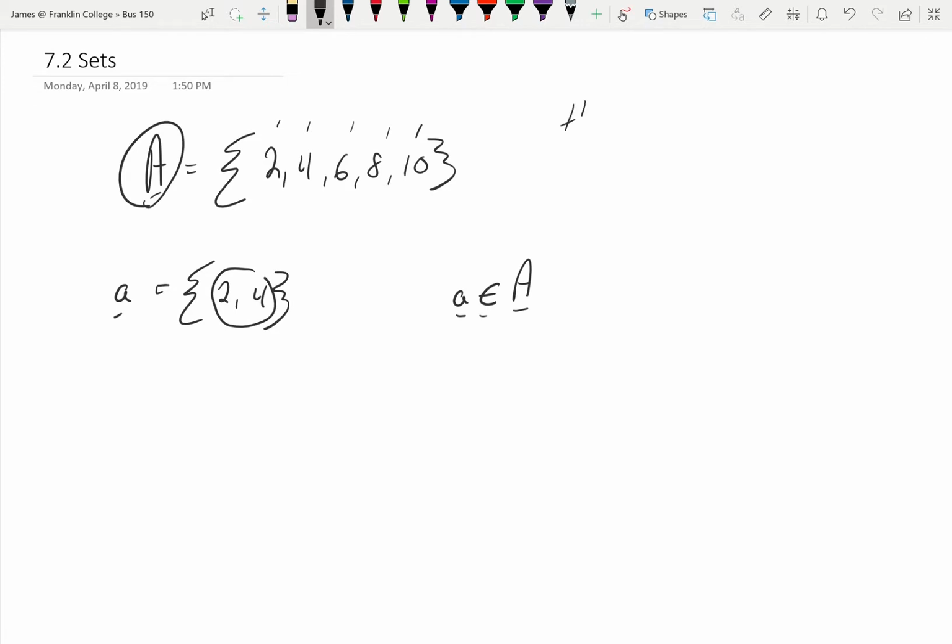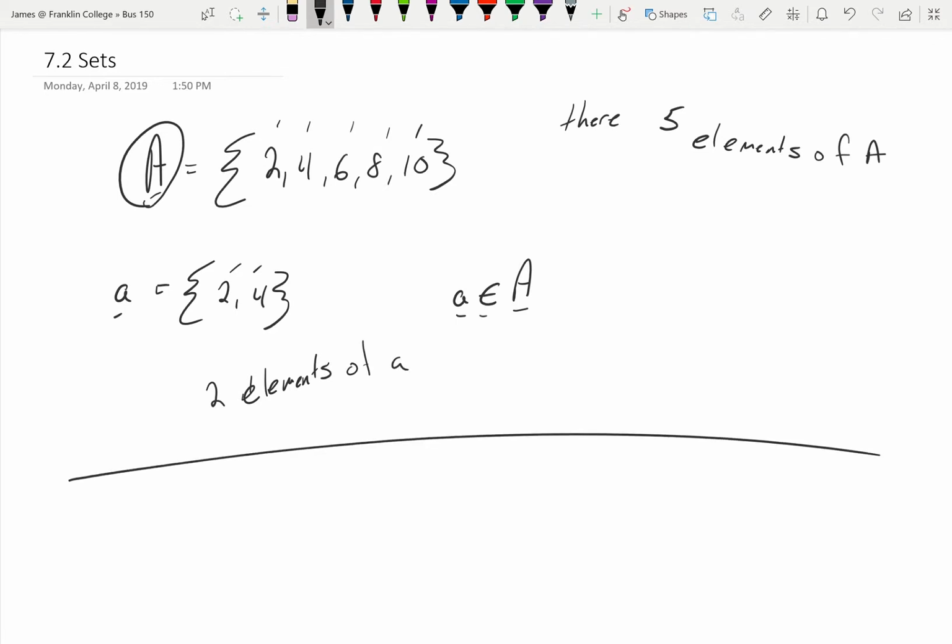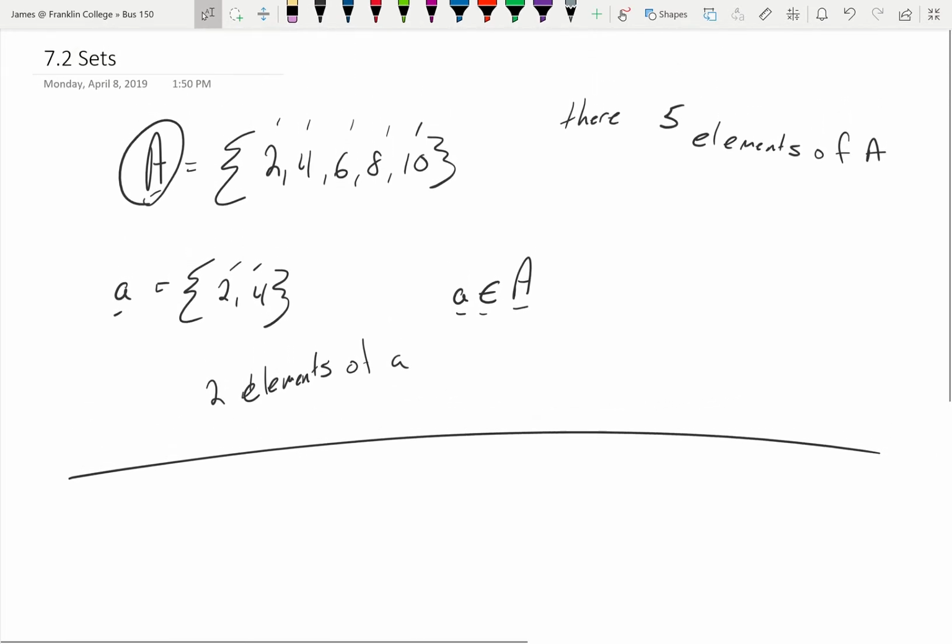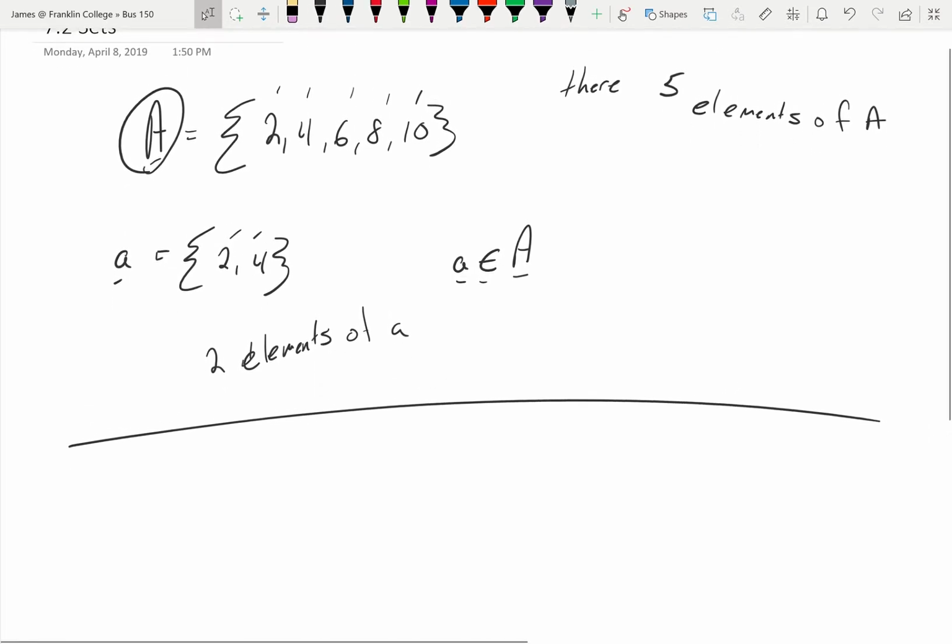There are 5 elements of A. How many components, how many things are in set capital A? There are 5 things. How many elements are in set lowercase a? Well, there are just 2 elements. Alright, so that comprises an example of listing out sets.